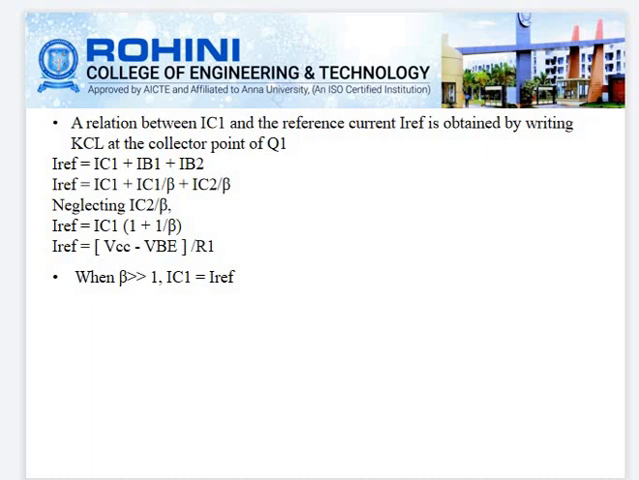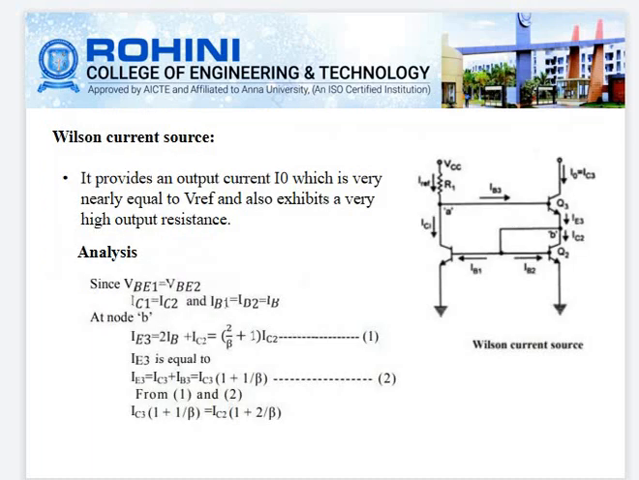A relation between IC1 and reference current I reference is obtained by writing Kirchhoff's current law at the collector point of Q1. So I reference equal to IC1 plus IB1 plus IB2. I reference can also be written as IC1 plus IC1 by beta plus IC2 by beta. Neglecting IC2 by beta, I reference is equal to IC1 into 1 plus 1 by beta. So I reference is equal to VCC minus VBE by R1, where beta is much greater than 1. So IC1 is equal to I reference.